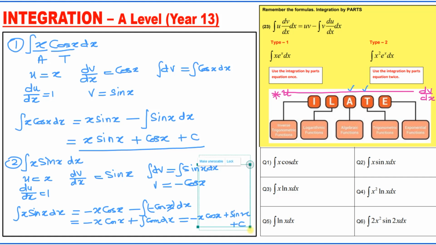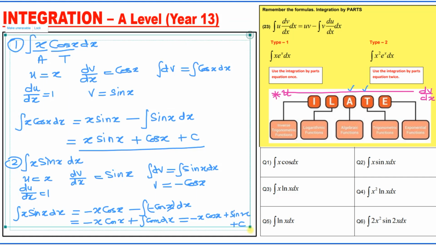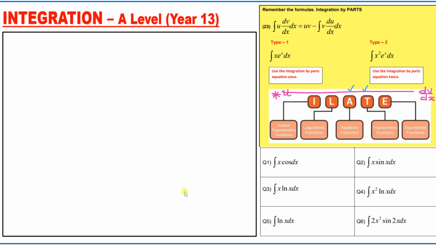So now you understand integration by parts, how to do the assignment, who is u, who is dv by dx, and carry on working on that one.